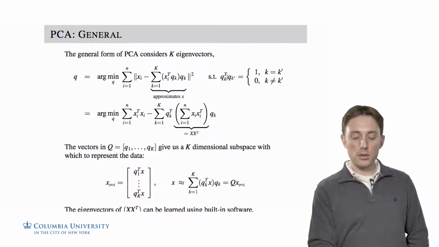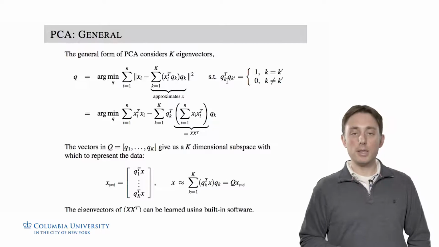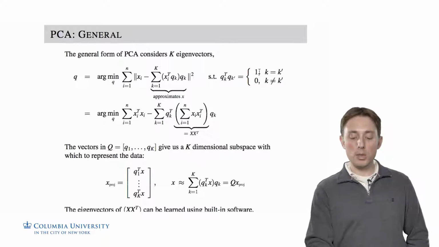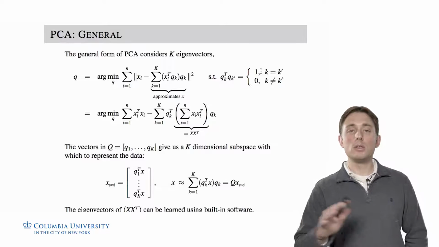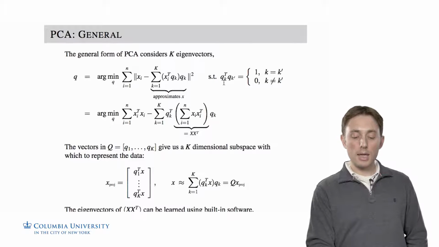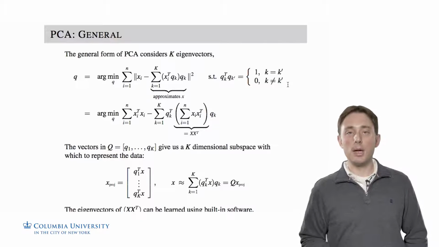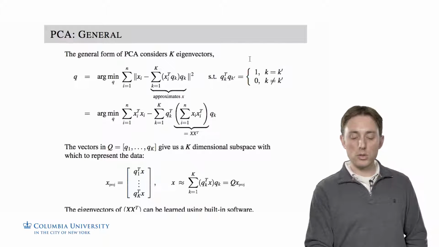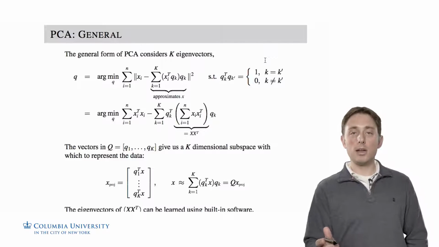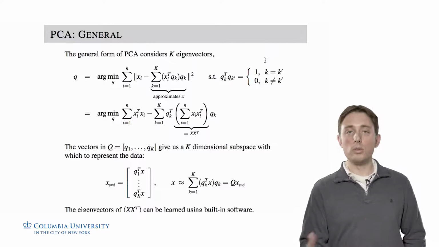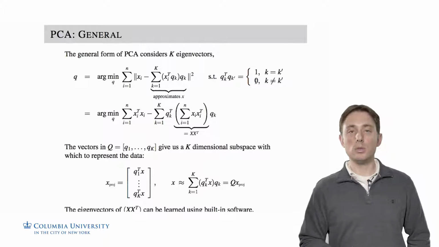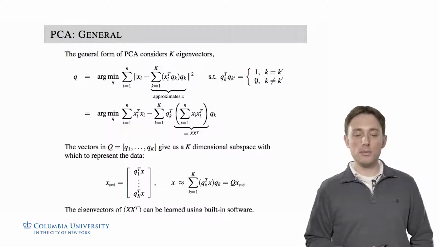So the dot product of any of those vectors with itself, so when k equals k prime, is equal to 1. And also those vectors have to be orthogonal to each other. So qk times qk prime has to equal 0 if k does not equal k prime. So we have these two constraints: we now get k vectors, q1 through qk, and they're all unit length and all orthogonal to each other, meaning that their dot products equal 0 across different vectors.